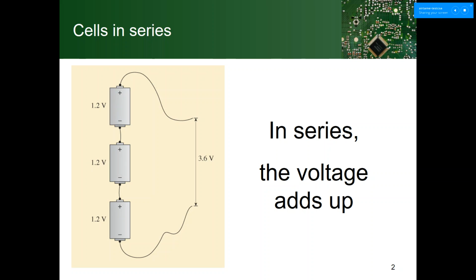So the first and most simple example of this would be if the batteries were in series, and here it says very simply, the voltages add up, okay? So if this is three 1.2 volt batteries, then in total, the voltage for this is going to be 3.6 volts.